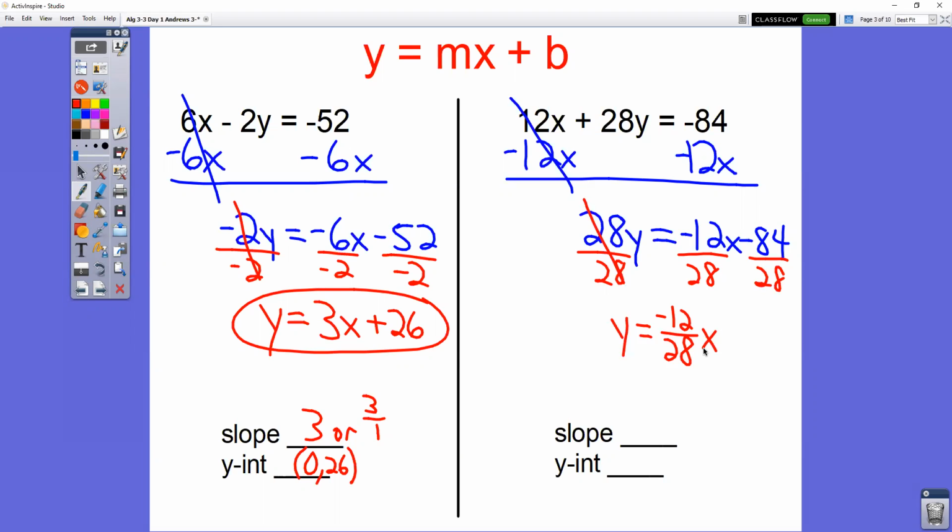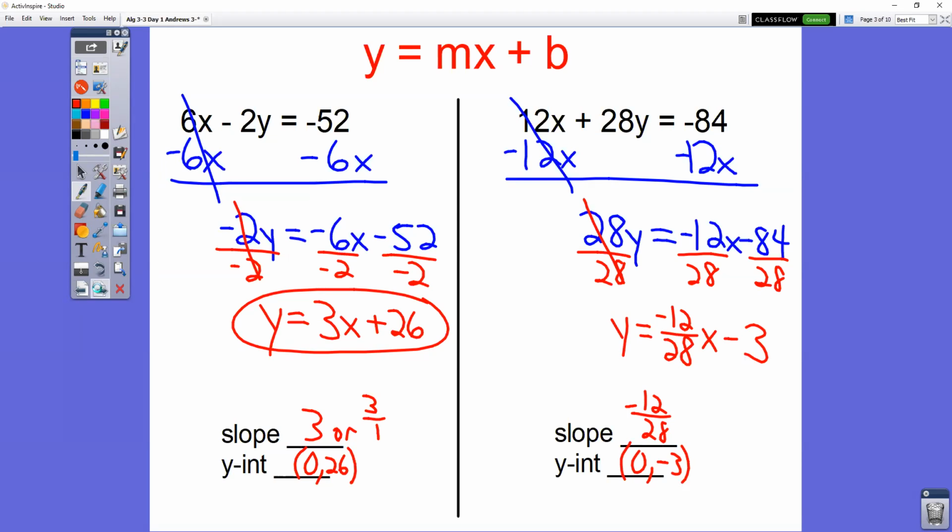Negative 84 divided by 28 is negative 3. That we definitely want to divide. So my slope is negative 12 over 28, and my y-intercept is 0, comma negative 3. Always make sure that you have it inside parentheses. Questions on that one?